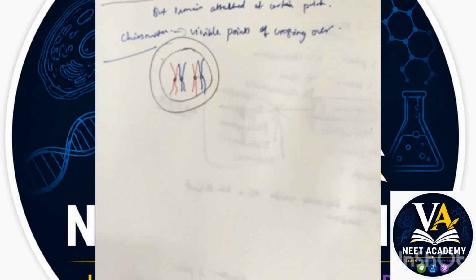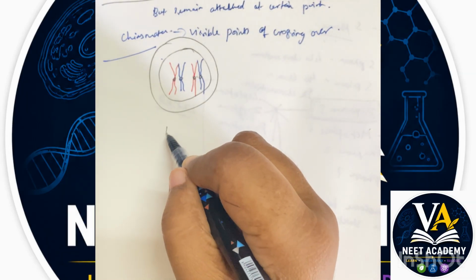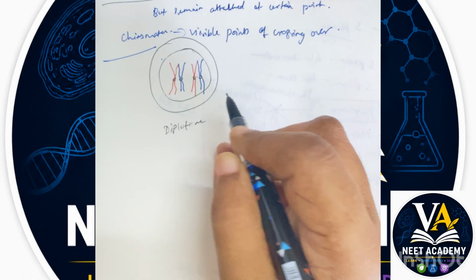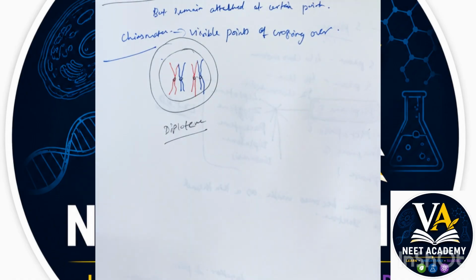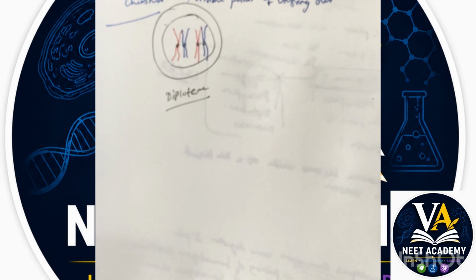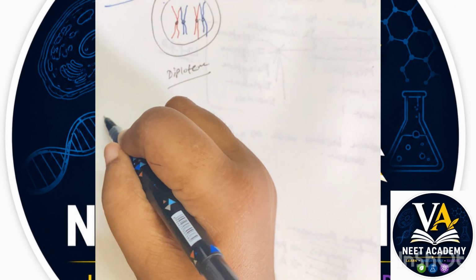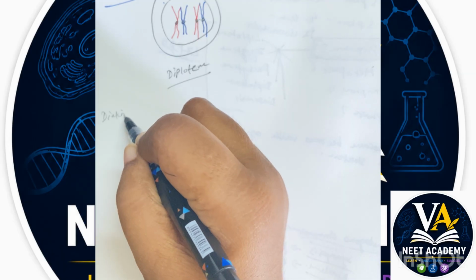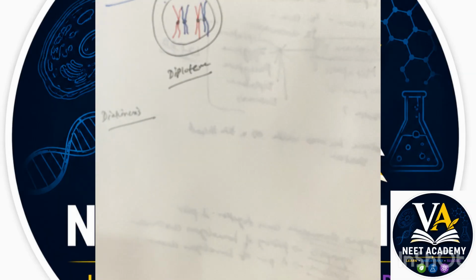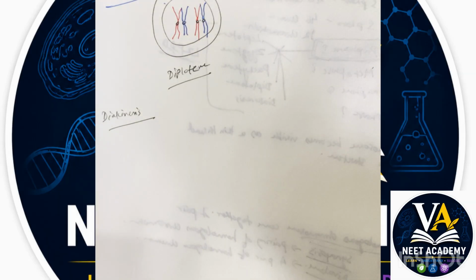So diplotene, what is this stage? This is your diplotene. Clear, students? So what is the next stage? The next stage is diakinesis. What happens in diakinesis? As we have seen in diplotene, chiasmata are formed and visible.